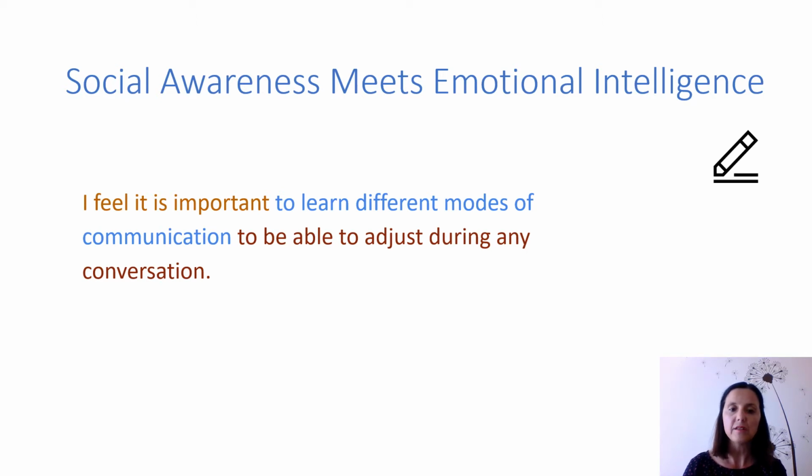I feel it is important to learn different modes of communication in order to be able to adjust during any conversation. As you can see, this sentence of mine clearly consists of three parts. The first part is an expression used to express your opinion. The blue part refers to one of the activity goals. And in the last part, I gave an explanation of my opinion. Copy this sentence in your notebooks as well.